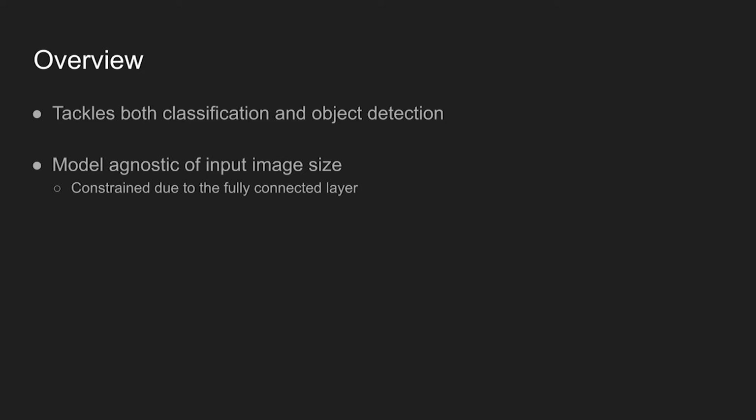When this paper was proposed, it was typical to restrict the input image to the object detector because of the fully connected layer. If you think of it, convolutions produce output feature maps of different sizes depending on the input image resolution, but a fully connected layer requires the input dimension to be fixed. Therefore, the input image size had to be fixed to use fully connected layers.